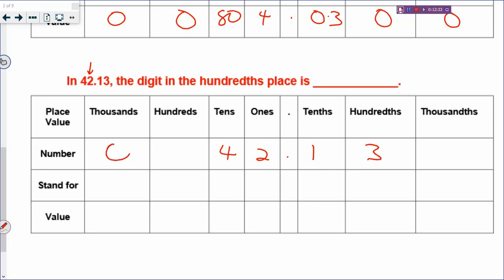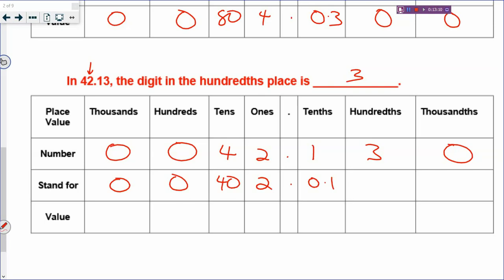And there's no digit in the thousands place, in the hundreds place, don't have. Right, so you put 0 there. Okay, then you look, what digit is in the hundreds place? Isn't that 3 already? Right, the digit 3 is in the hundreds place. Okay, then you look at stands for. So 0 thousands means nothing, 0 hundreds means also nothing, and then 4 tens means you have 40, 2 ones means you have 2, and then you have the decimal point. 1/10 means 0.1. Right, because it's one decimal place, so 0.1.